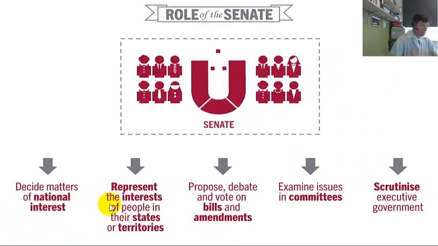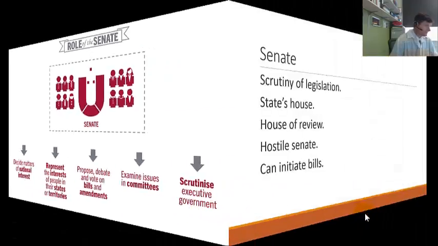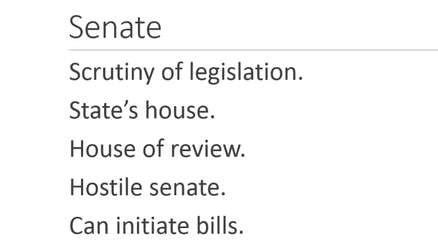As you can see, the Senate's role is very much the same. It decides matters of national interest. They represent the interests of the people of their states. Quite often they represent the interest of their party, which I'll discuss in a little while. They propose and debate bills and amendments, just like the lower house. They can also propose bills. They also sit on committees, and they're also there to scrutinise executive government. The Senate's there to scrutinise legislation.